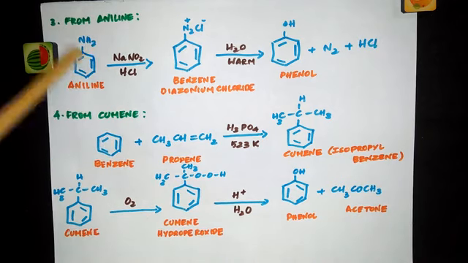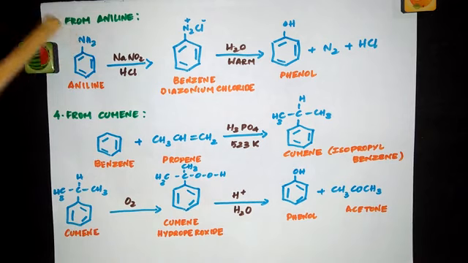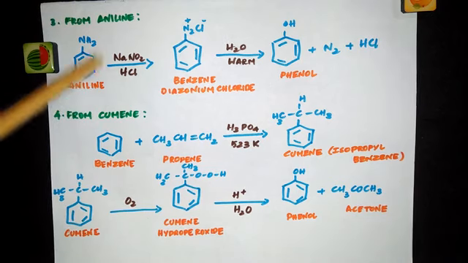The next preparation is from aniline. Aniline is C6H5NH2. It's an aromatic primary amine. We have a separate topic for amines, and we will be learning in detail there. So for now, remember this is aniline.